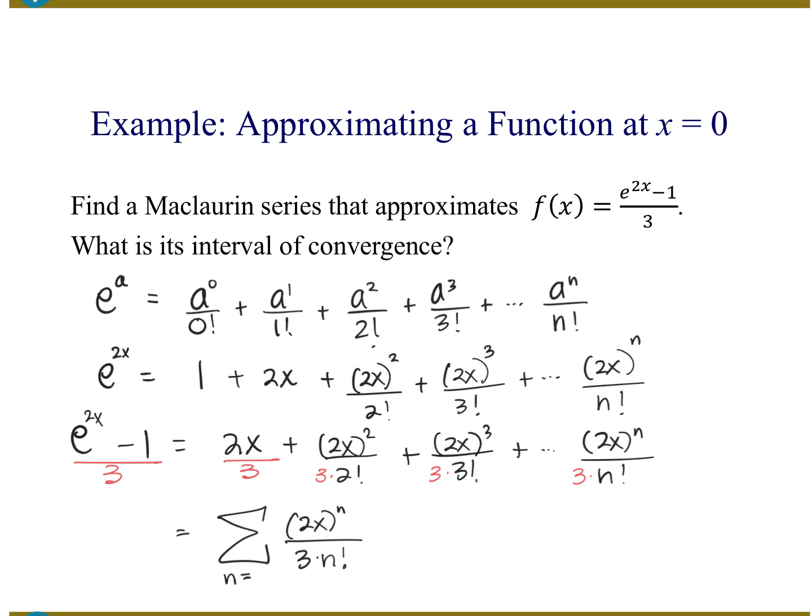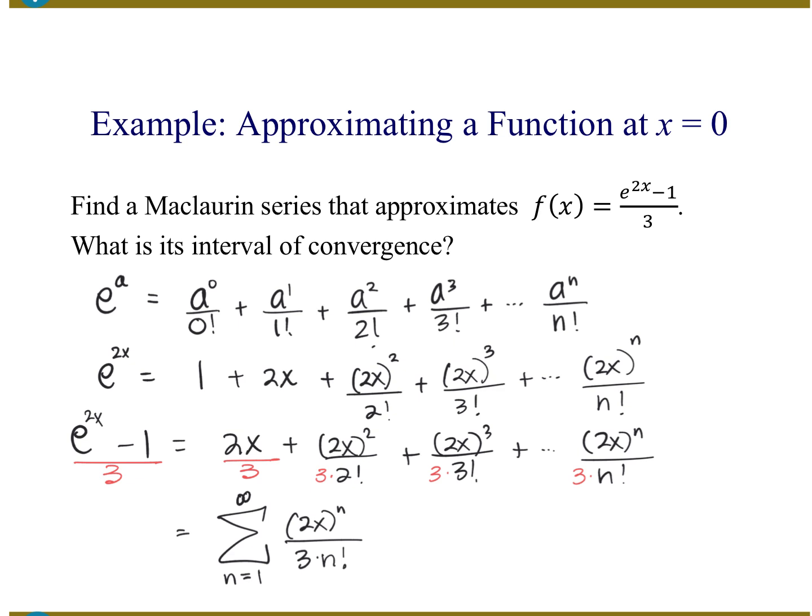Now watch, be careful with what you want your n to start with, because you need to make sure that the first term turns out to be what you say it's going to be. I can't put 0, because if I put 0 there, what will the first term turn out to be? Not 1, but 1 over 3, which is not what my first term is. So what do I need to identify that n starts with? N has to start with 1. That way the first term will start out with 2x to the first over 3 times 1 factorial.